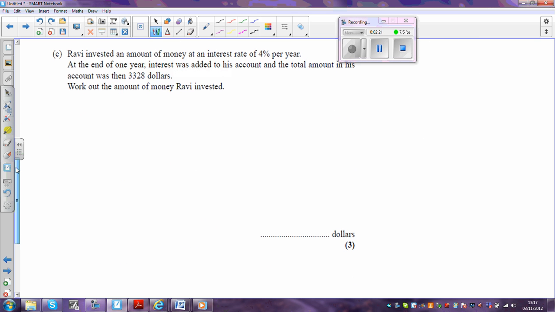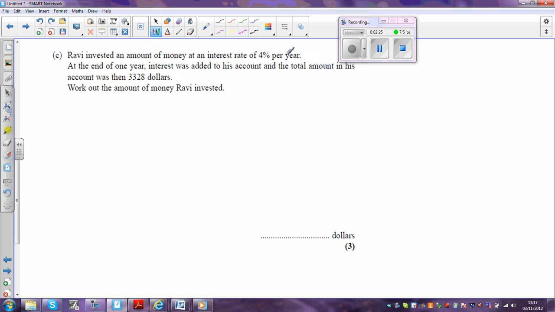Okay, next one. Here we have someone investing some money at 4% per year. So his original money is going to grow by 4%. In other words, his original amount of money that he invests, which we don't know, and that's what we're trying to find out, is increased by 4%. In other words, it's multiplied by 1.04. Remember, you're finding 104%, or his money has increased by 4%, so it's now 104% of what it was in the first place. That is $3,328. Okay, this is crucial, this first stage.